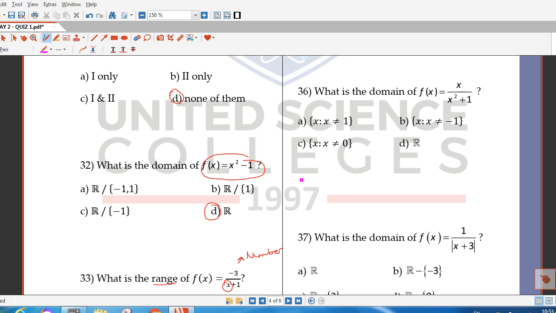Question 36, find the domain of a rational function. We have to pay attention to the solutions of the denominator. x squared plus 1 equal to 0 never gives us any solution. There is no solution, which means there is no problem. So the domain is all real numbers.